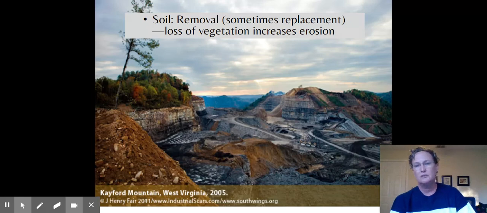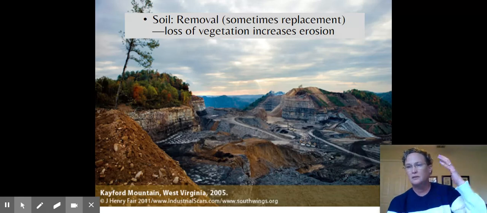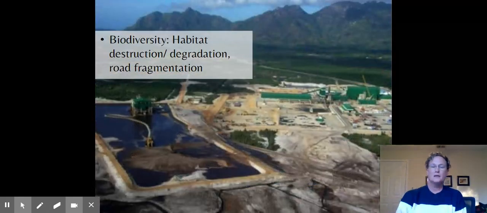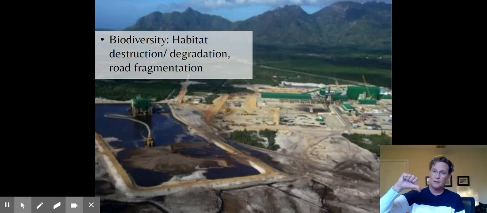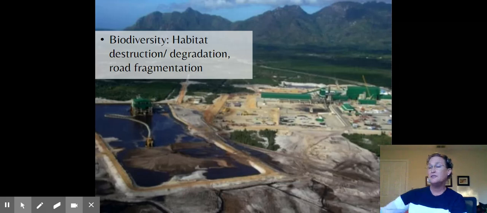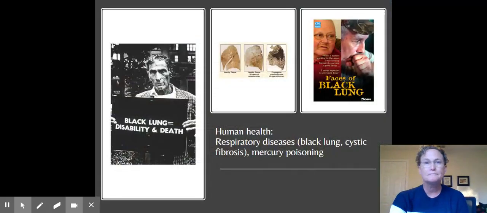When you take out any plants or lots of soil, the remaining soil is much more prone to erosion. You have huge losses of biodiversity. So you have habitat destruction, degradation, and road fragmentation. Habitats are destroyed, therefore decreasing biodiversity. So the effect of mining on biodiversity is to decrease it.